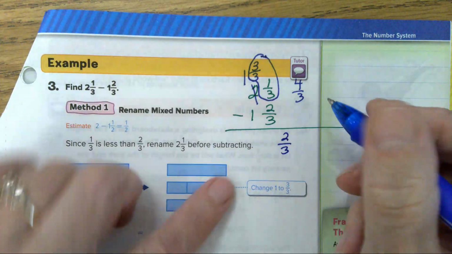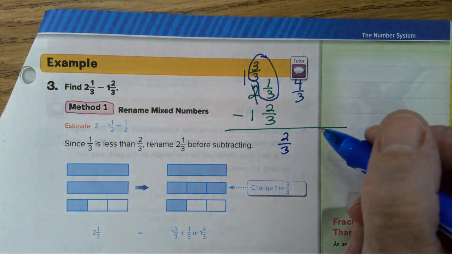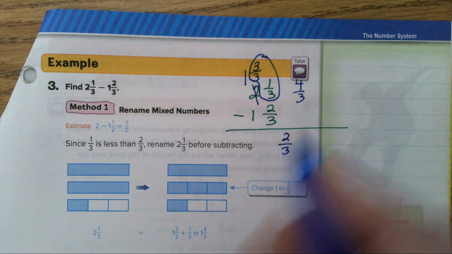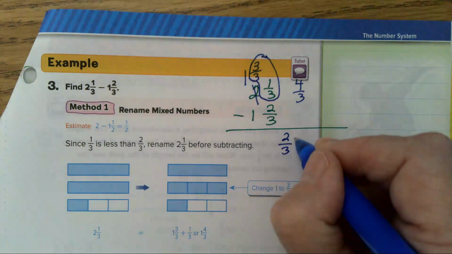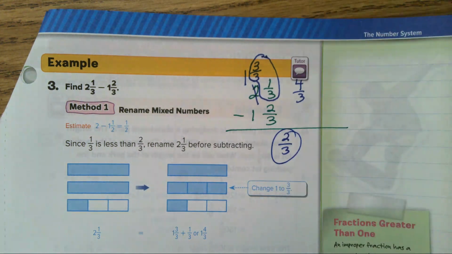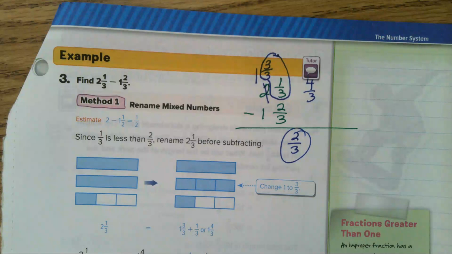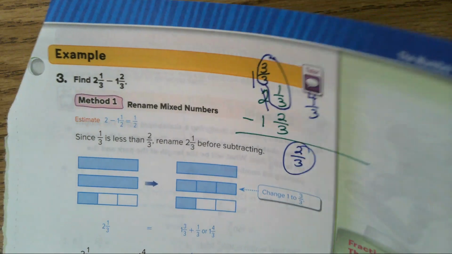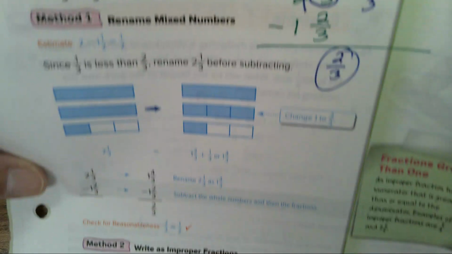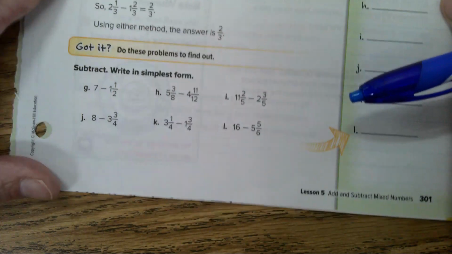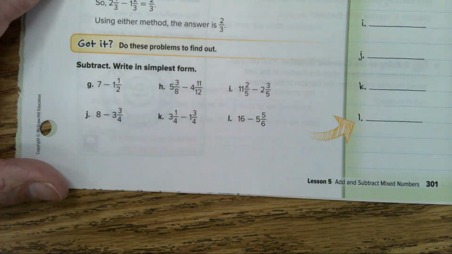1 minus 1 is 0, and you end up with the answer of 2/3, which is what they have down at the bottom. Okay? I think of these as the superhero problems where they have to come to the rescue and help when they need help on these. Okay, let's do these 6 problems down below.